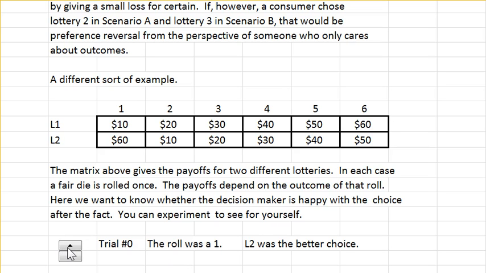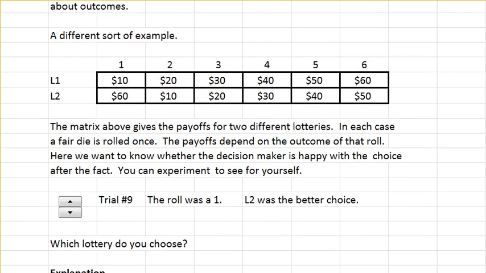Let's look at these trials. On the first one, lottery 2 is the better one. You got a 1. Here, lottery 1 is better. Lottery 2 is better. Lottery 1 is better, lottery 1 is better, lottery 1 is better, etc. Which one of these do you choose? And after you've made the choice, or might you be indifferent, let's do the analysis.